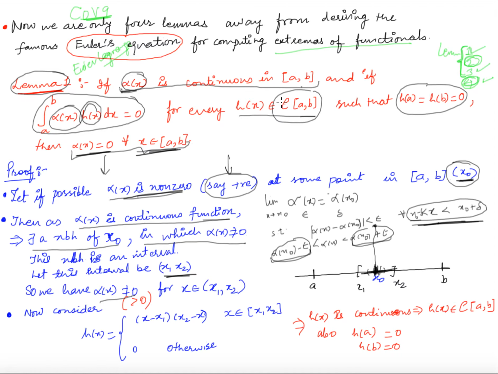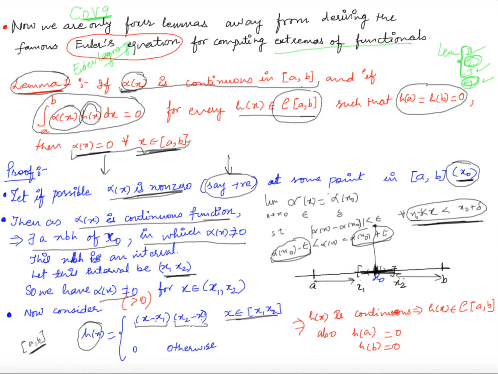Okay, I am defining a function hx in the interval ab. How am I defining it? I am defining hx is equal to x minus x1 into x2 minus x for all x belongs to x1 x2, and it is 0 everywhere else. Now you can see that when x is lying between x1 and x2, this thing is positive because x is greater than x1, and this is also positive because x is less than x2. So hx is positive in the interval x1 to x2 and 0 otherwise.